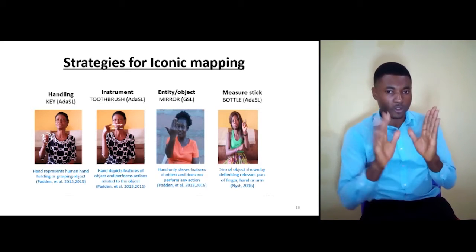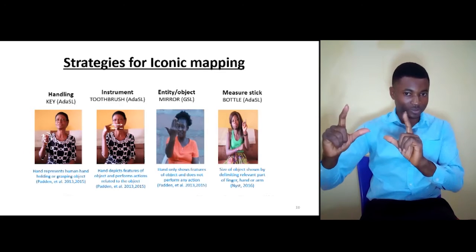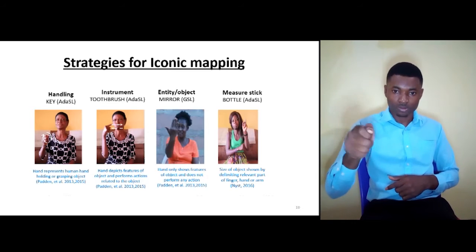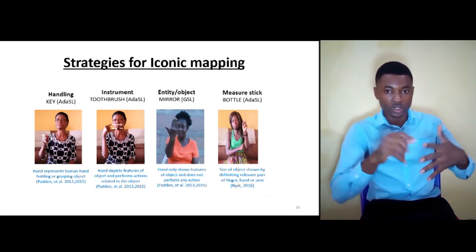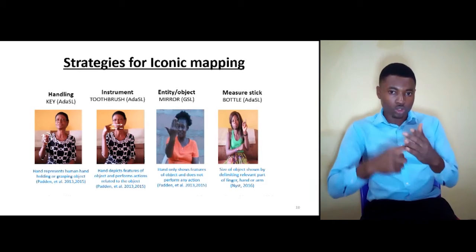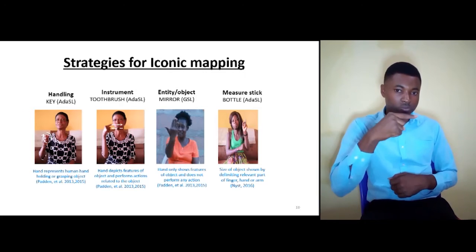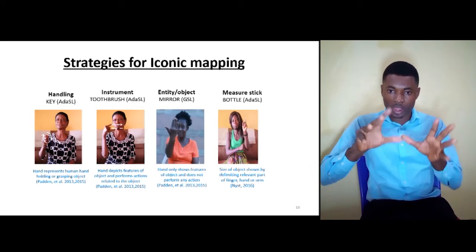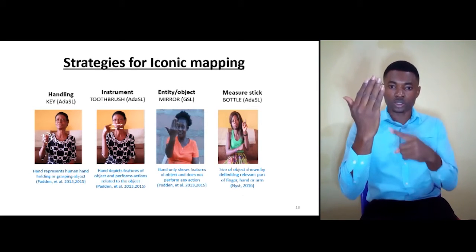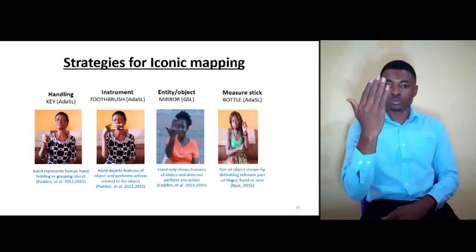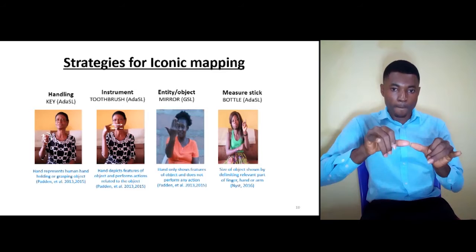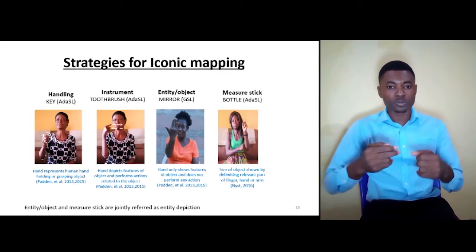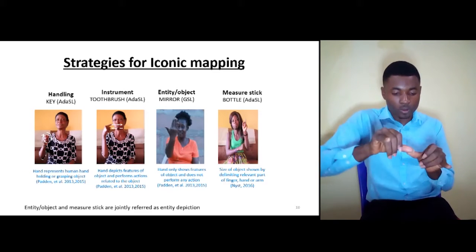Handling, the hand representing a human hand and holding or grasping an object. So you could see the signer signing key. Instrument, the hand depicting features of the object and performs action related to it. So toothbrush, the index finger moving back and forth. Entity, where the hand shows features of the object and does not perform any action. Measure stick, the hand shows the size of the object by delimiting the relevant part by the finger or the arm. So entity and measure stick were jointly referred to as entity depiction in my coding.